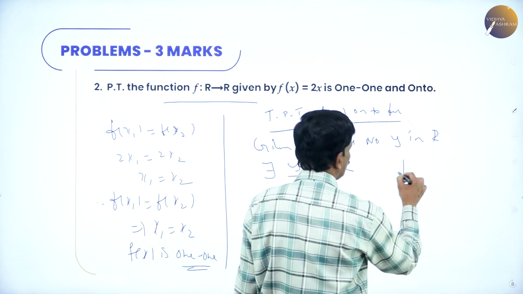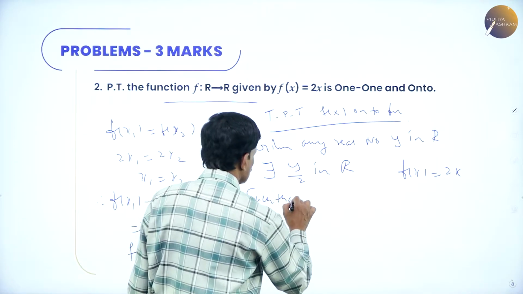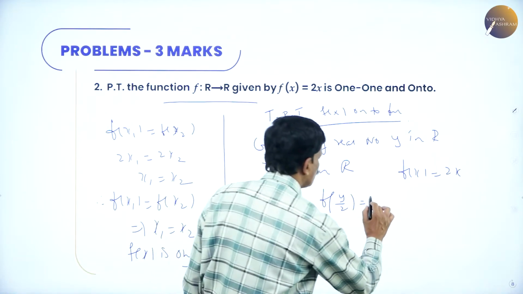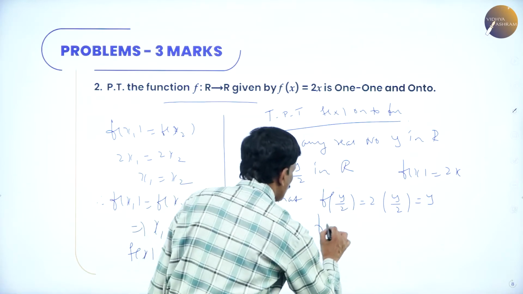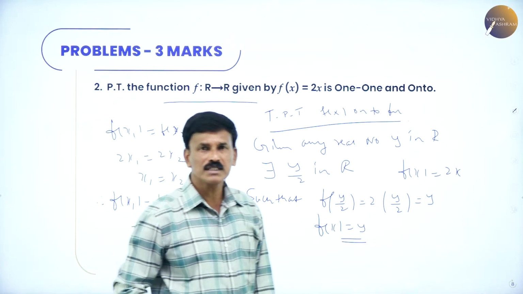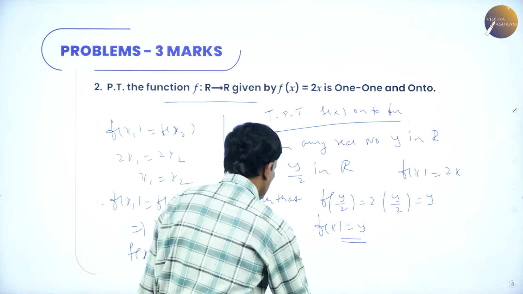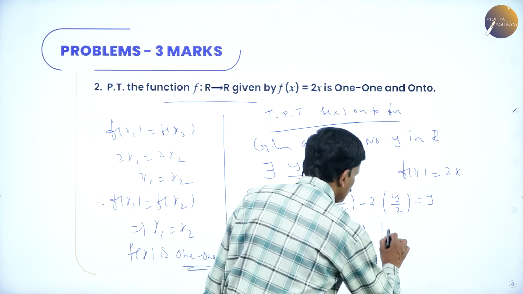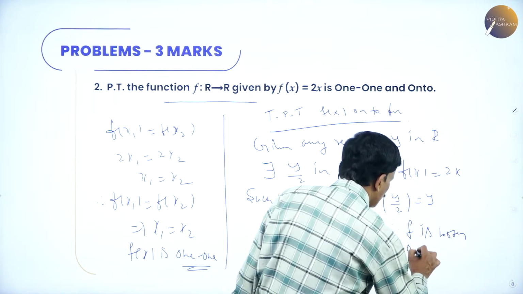Such that, what is f of x? f of x is equal to 2x. Such that f of, instead of x, let us take y by 2, f of y by 2 is equal to 2 into y by 2, this is equal to y. That means f of x is equal to y. This condition is satisfied. So what do you say? If f of x is equal to y, therefore f is onto function. Therefore f is onto. So finally we can say that f is both one-one and onto.